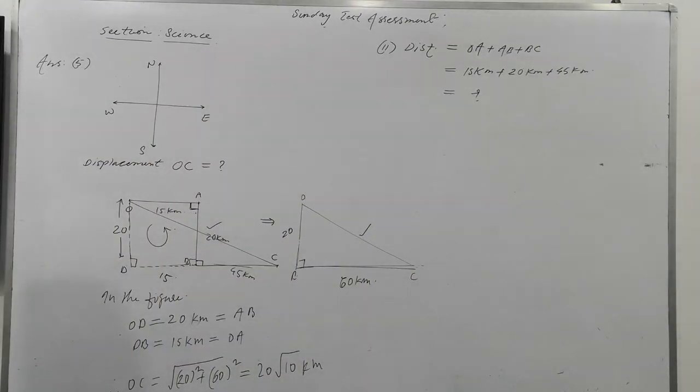So distance and displacement. You understood well, the numerical actually helps to understand distance and displacement. Displacement can be 0 but the distance cannot be 0. Is that clear? Any other doubt in the paper in the science section?